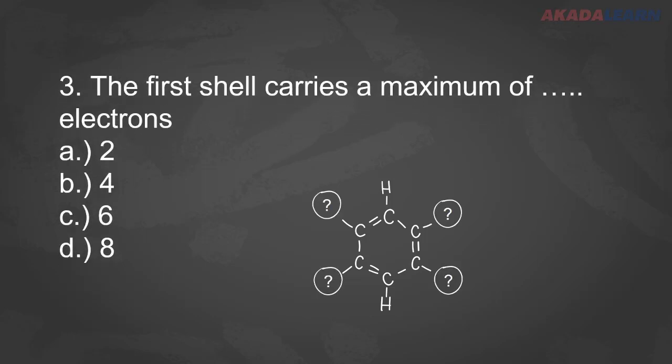Question 3. The first shell carries a maximum of dash electrons. A. 2. B. 4. C. 6. D. 8.